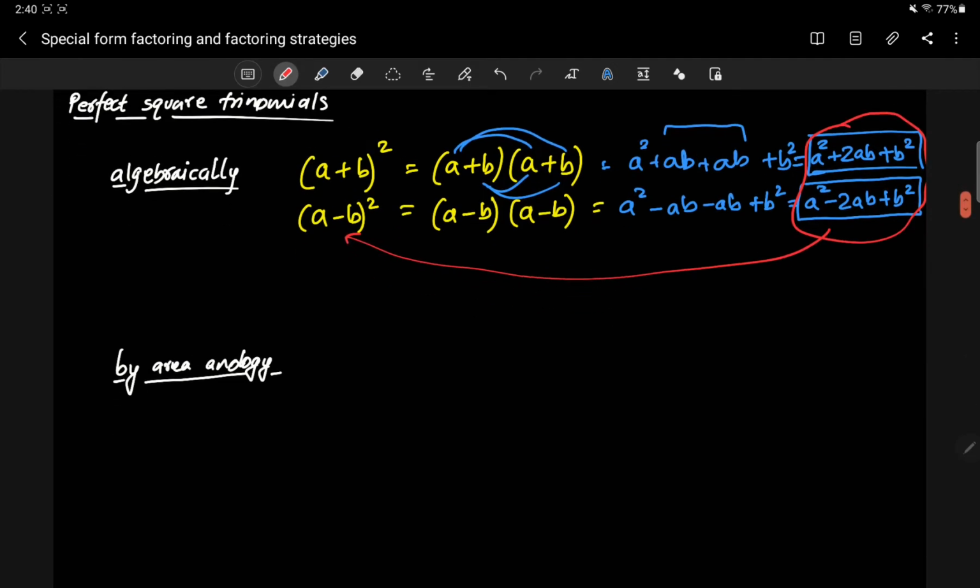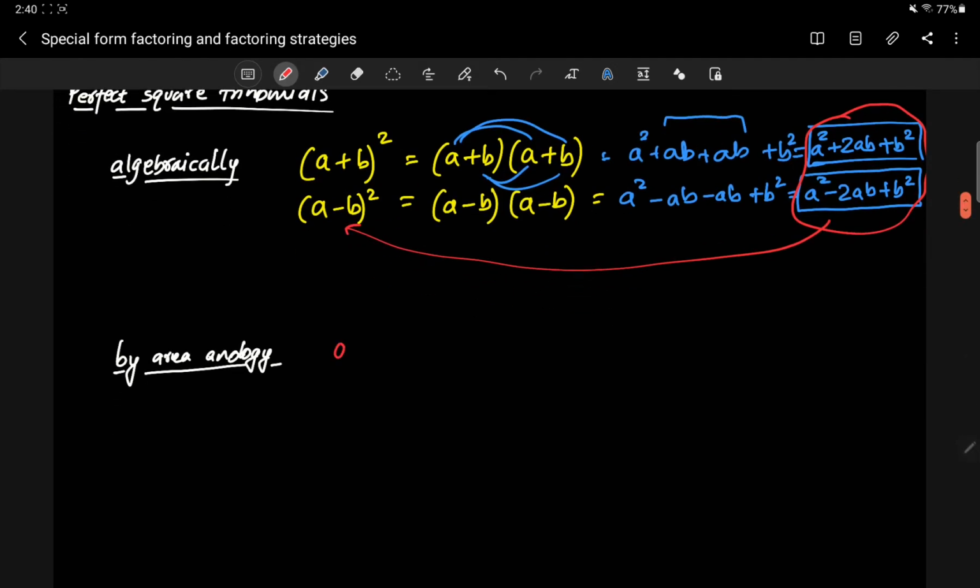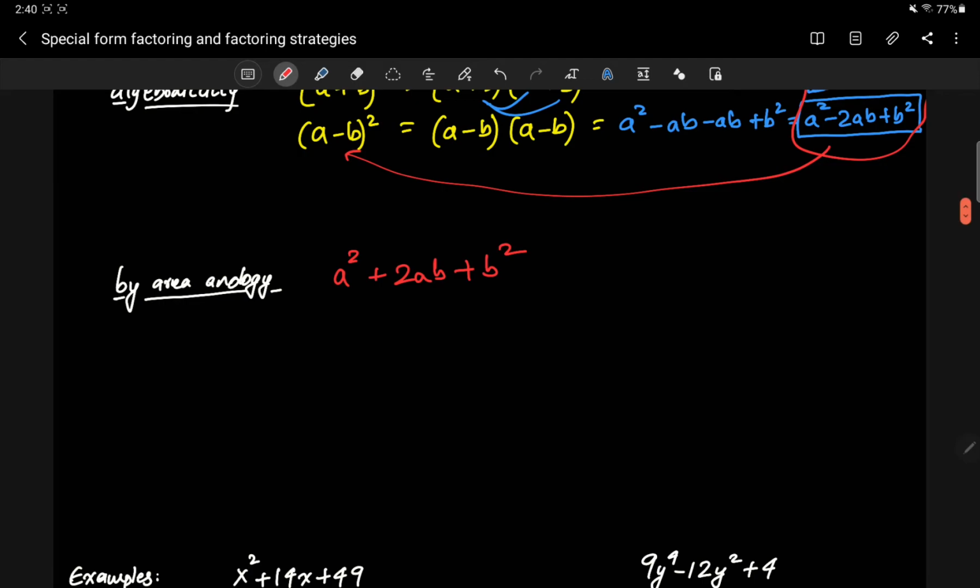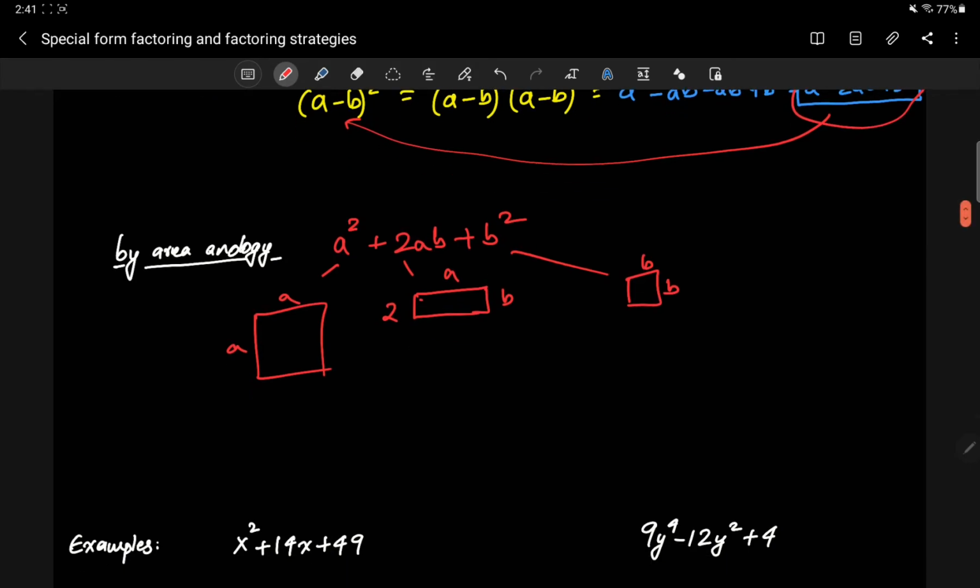Okay. Let's see if we can do an area approach for this. So a squared plus 2ab plus b squared means I have one square, which is a by a. Then I have two rectangles, which are a by b's, and then I have a b squared. So I'm trying to build this into a bigger square.